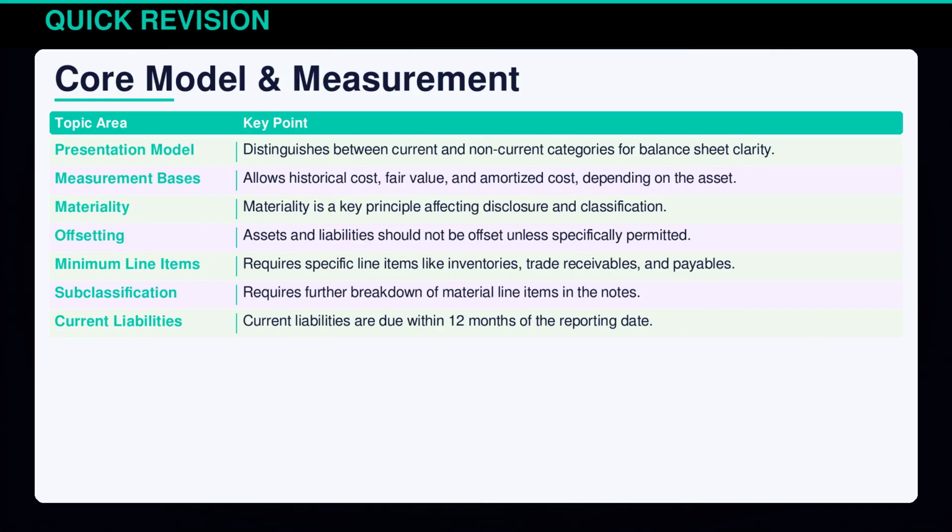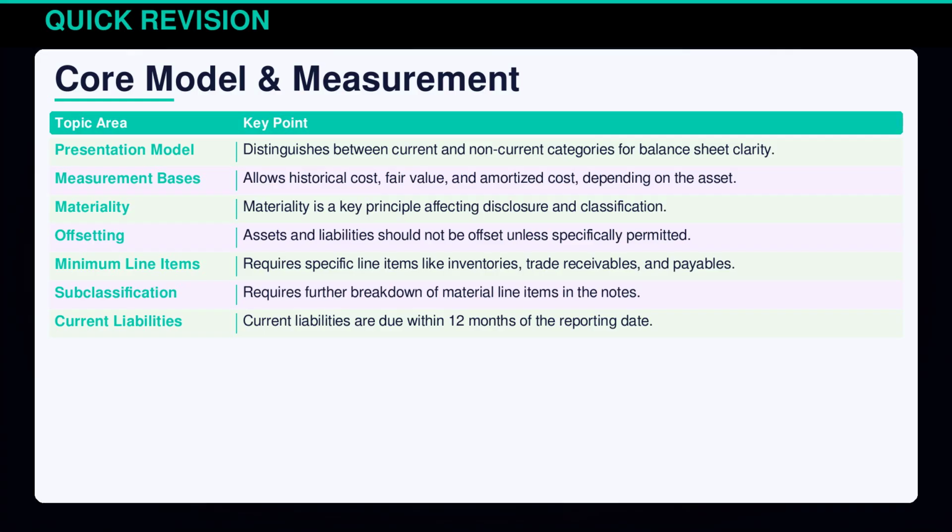The core presentation model of AASB 101 distinguishes current and non-current balance sheet categories. It allows various measurement bases, such as historical cost and fair value. Materiality affects what gets disclosed and classified. Offsetting is restricted unless explicitly allowed. Specific line items like inventories need to be reported. Subclassification in the notes is necessary for material line items.